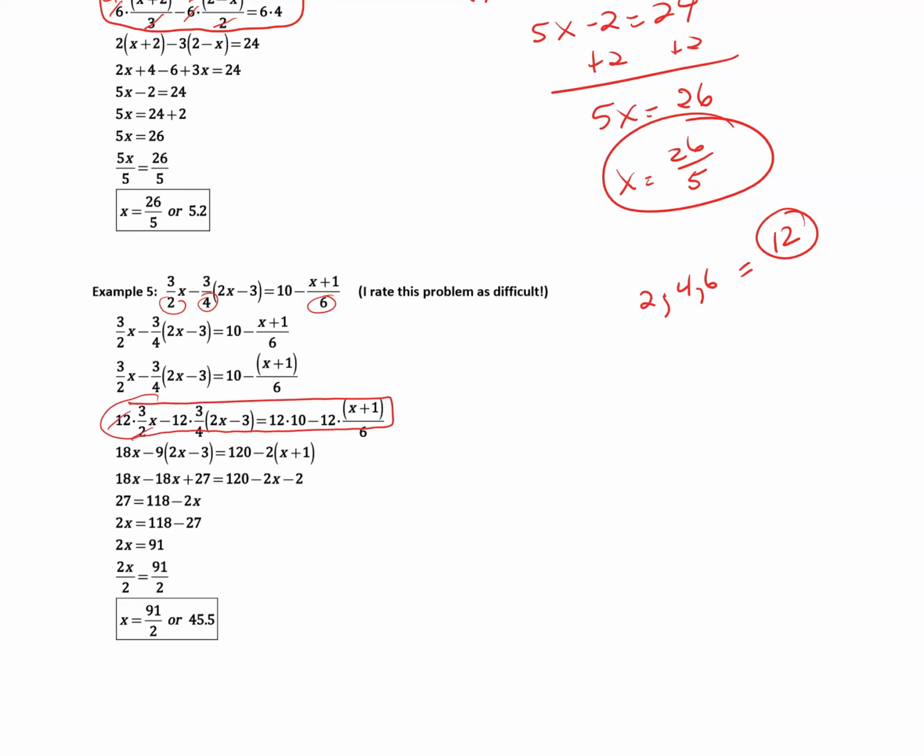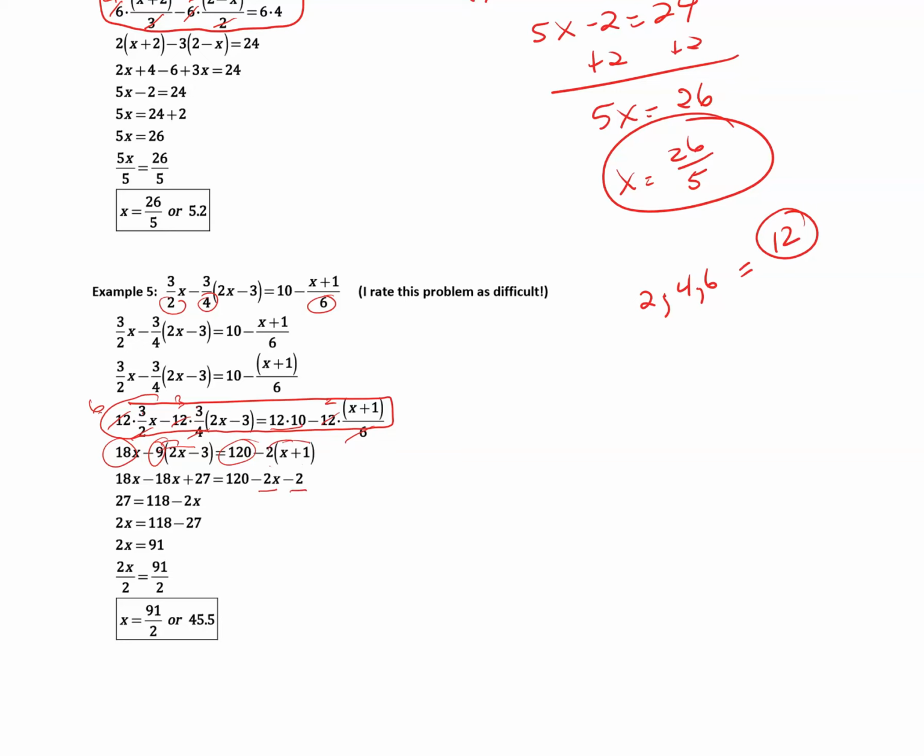So when you cross this out, you get a 6. 6 times 3 is 18. Cross cancel this, you get a 3. 3 times 3 is 9. 12 times 10 is 120. This cancels to a 2, so 2x minus 1. Distribute the negative 9, so you get negative 18x plus 27. Distribute the negative 2, that's the negative 2x minus 2.